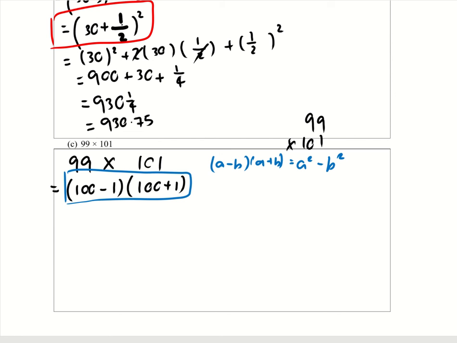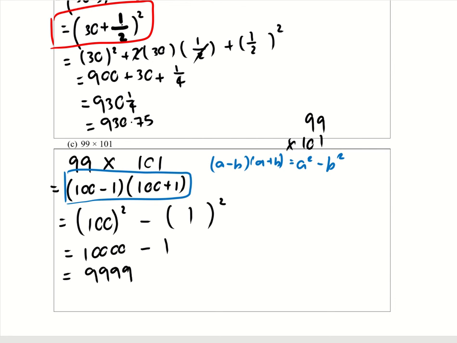So we can put this as a squared minus b squared. Your a is 100 and your b is 1. So a squared is 100 times 100, which is 10,000, minus 1. So I have 9,999. Okay, so with this, we have come to the end of this chapter 8.1, special algebraic products.